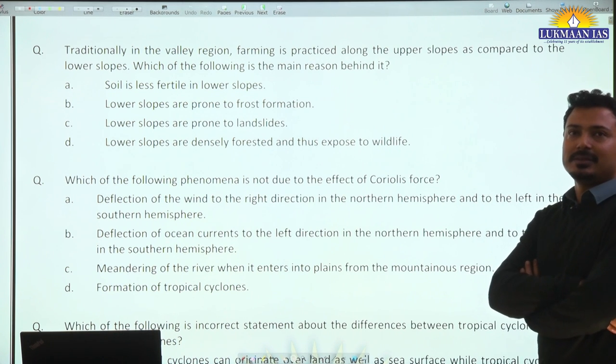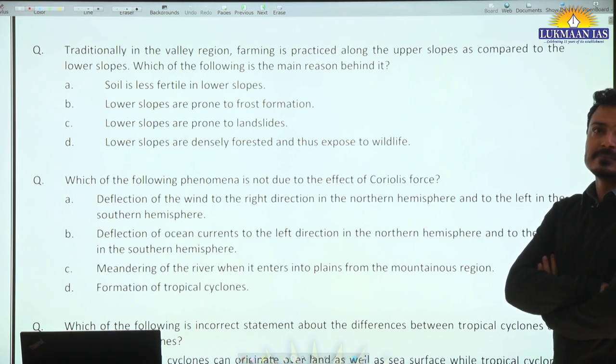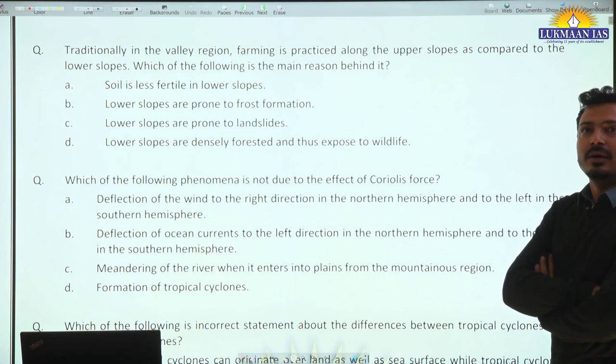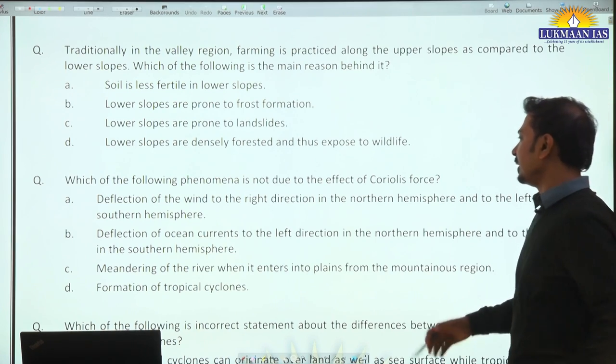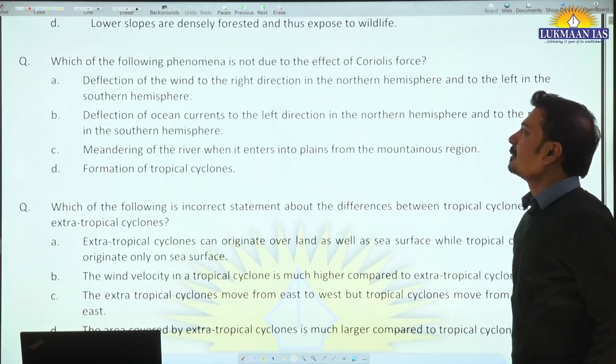Yes, what should be the answer? B, frost formation. Everyone? Okay, so yes, B should be the answer. I guess everyone will get this right now. Next.